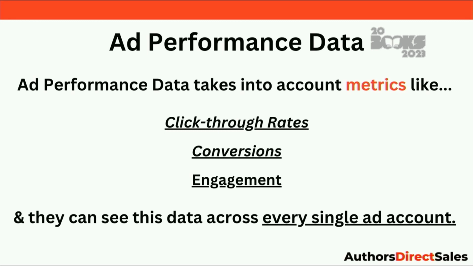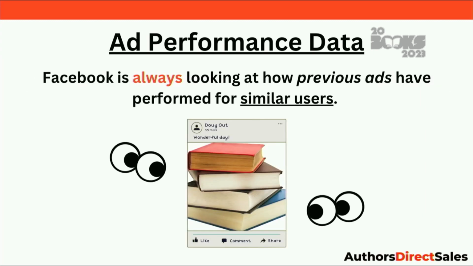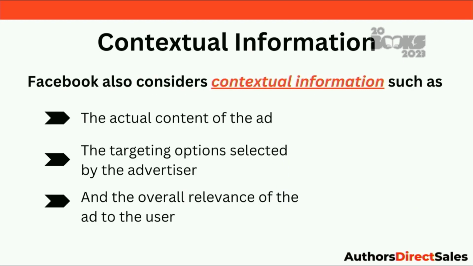Now, getting into ad performance data, so they're also taking into account things like click-through rates, conversions, engagements, and they can see this across every single ad account that's currently running at this time. They can see all the pixel data from all the different ad accounts, and they're taking into consideration all of this data at once. And they're also looking at how previous ads have performed compared to similar ads. So all of that data, pretty much anything in terms of data, they're taking into consideration.